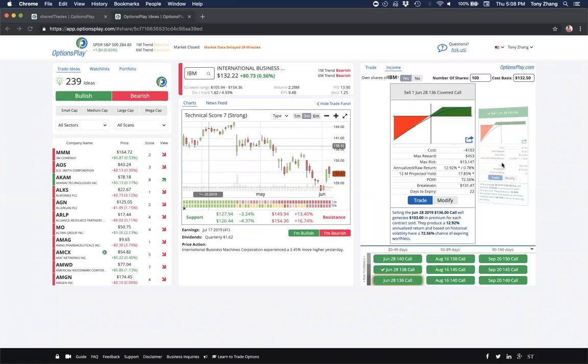Michael's saying, how do you account for or compute the correlation between an index and your portfolio so that you take that into consideration? Great question, Michael. There are some calculators online. If you send me an email at info@optionsplay.com, I can take a look at that.